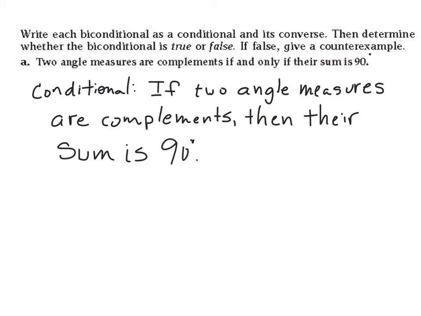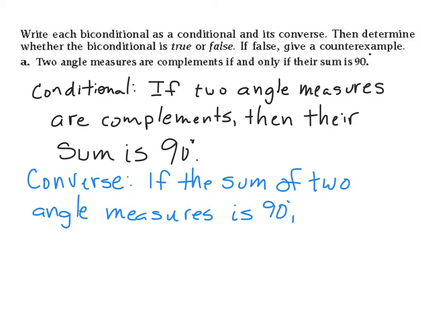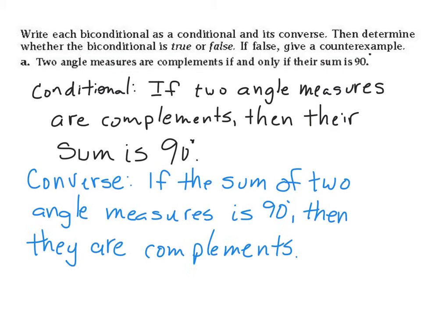If that's our original conditional, then for the converse, we're going to reverse the hypothesis and conclusion of the original statement. So we're going to have, if the sum of two angle measures is 90 degrees, then they are complements. The definition of complementary is the sum of the angle measures is 90, so the original is true. And if the sum of two angle measures is 90, they are complements is true also. So the whole biconditional is true.